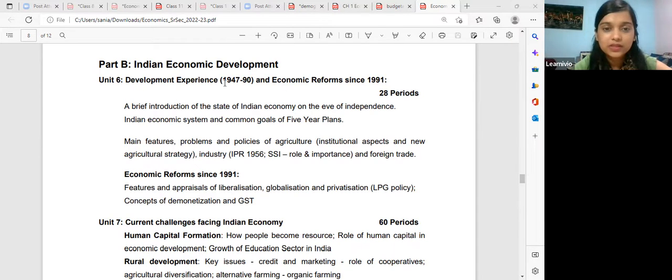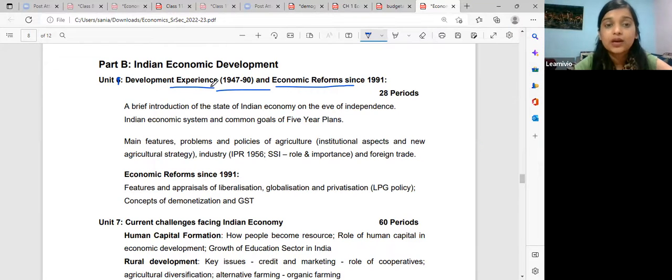Now, this is the very first thing. The very first unit is, over here it's written unit 6, because they are calculating it from that book itself. So it is basically unit 1: Development Experience 1947 to 1990. This is the time period. In most books, this is the first unit and this is the second unit. But over here, we will be dividing it differently. This will be your first unit and this will be your second unit.